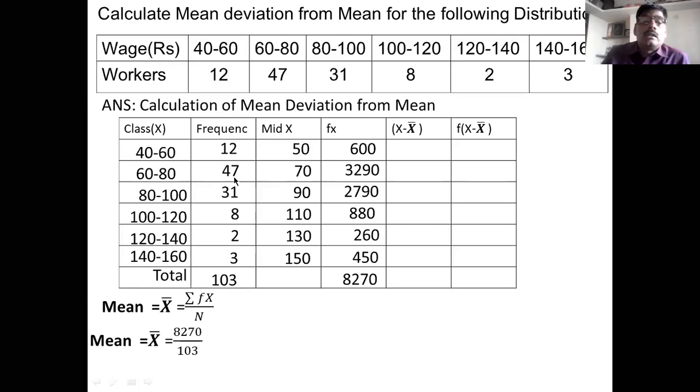It is 103. Frequency column total is 103. Okay, so the answer is 80.29. 80.29 is the answer. This is the mean. First, I calculated the arithmetic mean. Okay, x bar calculated. Then for mean deviation, 2 columns are essential.